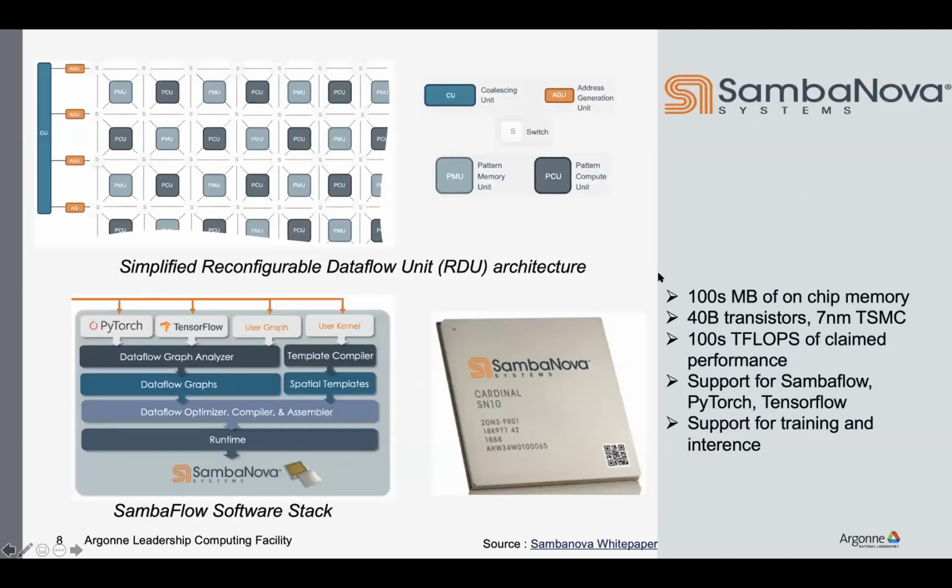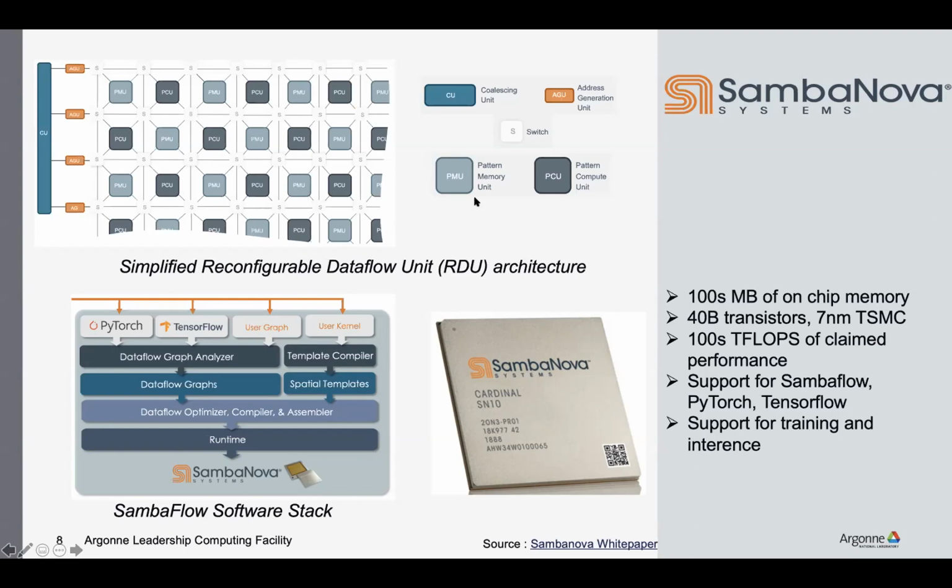Next, we'll talk about Sambanova. Sambanova's architecture is similar in the sense that you have a bunch of compute units and memory on the chip. Sambanova has this Cardinal SN10 chip. This is how the die looks, the picture of it.